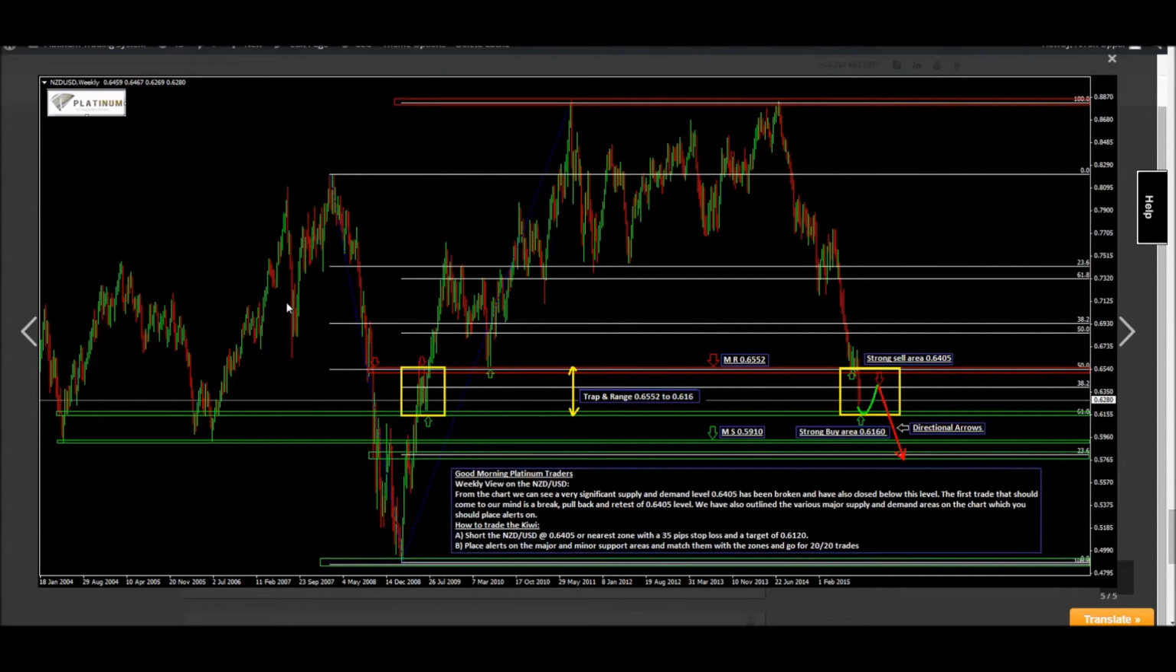We can see how to trade the Kiwi: short the NZD at 0.6405 or nearest zone, with a 35 pip stop loss and a target of 61.20. So in this particular instance, a 35 pip stop loss to a 100, 200 pip gain is a no-brainer of a trade, right? Essentially, all of our clients would have been placing orders and alerts at these particular levels in order to get in the trade.